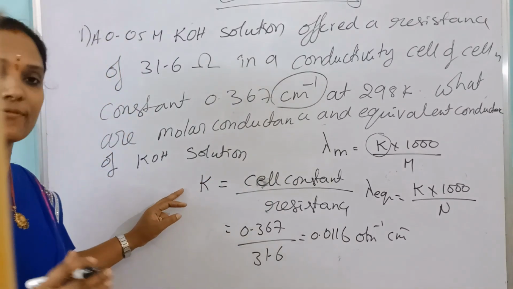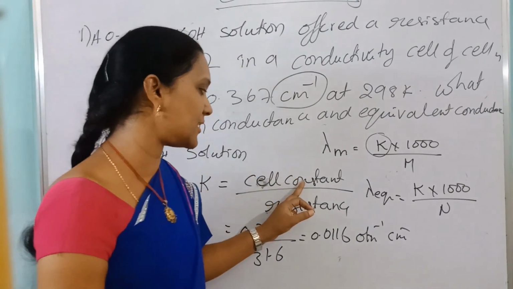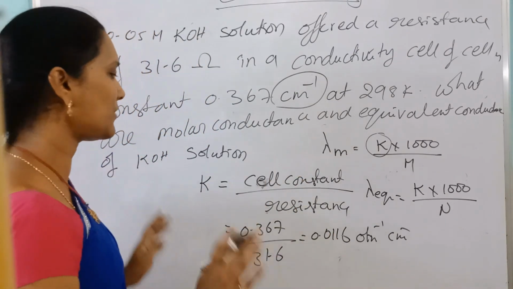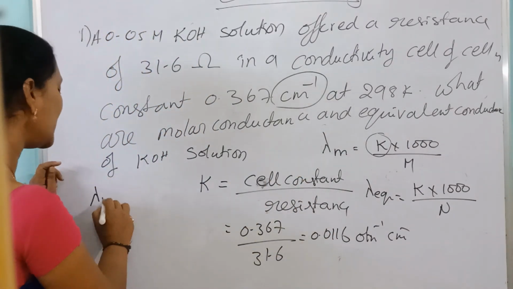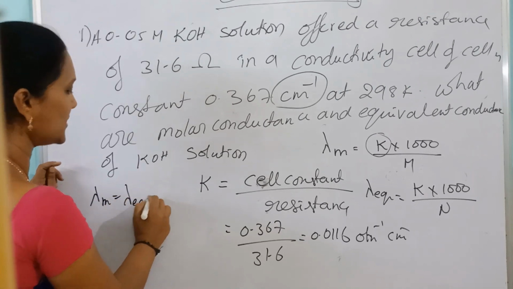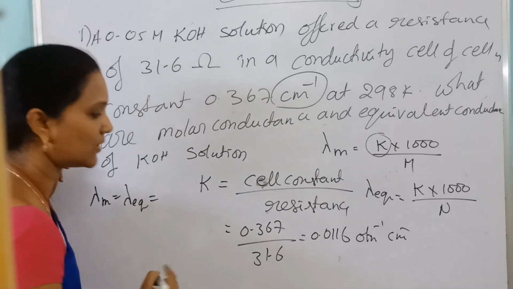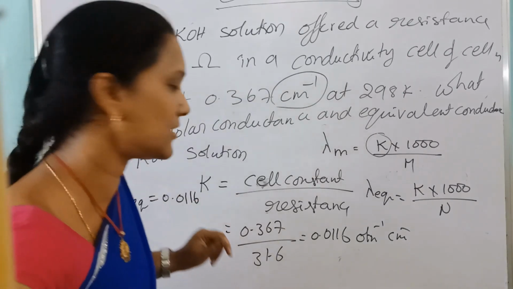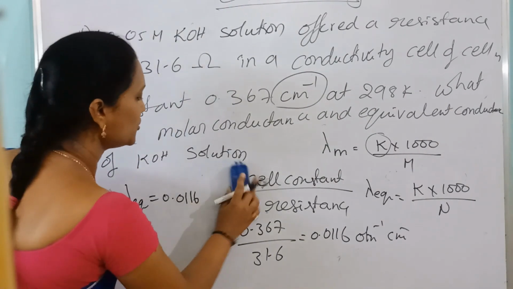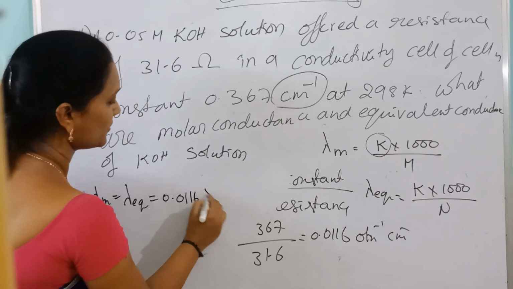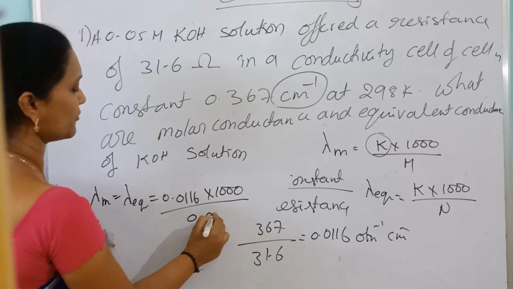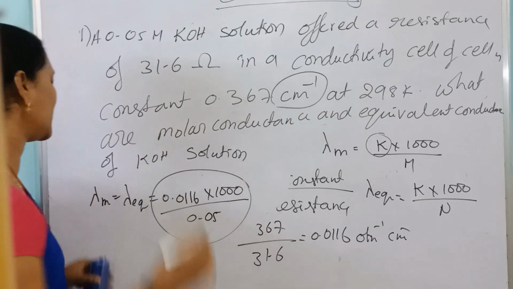K means the specific conductance, cell constant by resistance. So this value we have to substitute there. Now it is very simple. Molar conductance equals equivalent conductance. It is equal to K into, what is the K value? 0.0116 into 1000 by 0.05. So simplify this one, you will get the answer.